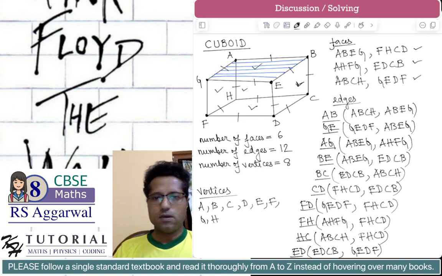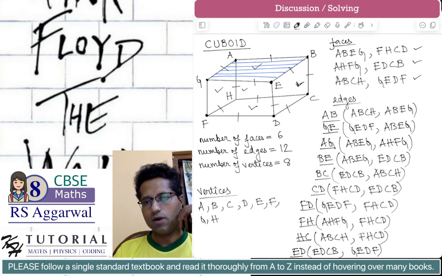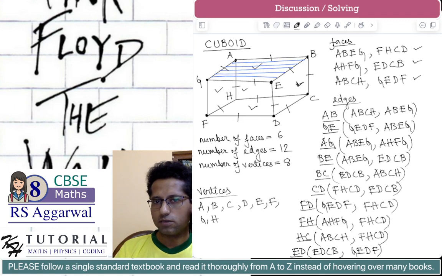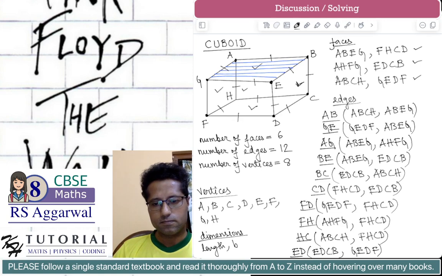Also please note that for a cuboid, how do we mention the size? The dimensions of a cuboid are specified by its length, breadth, and height. These are the 3 dimensions of a cuboid. Once you specify the length, breadth, and height, a cuboid can be drawn.